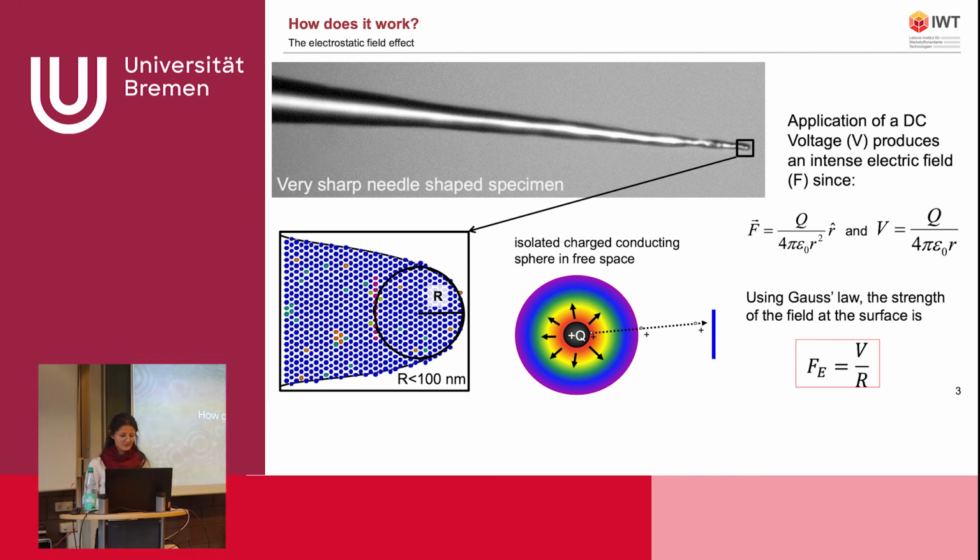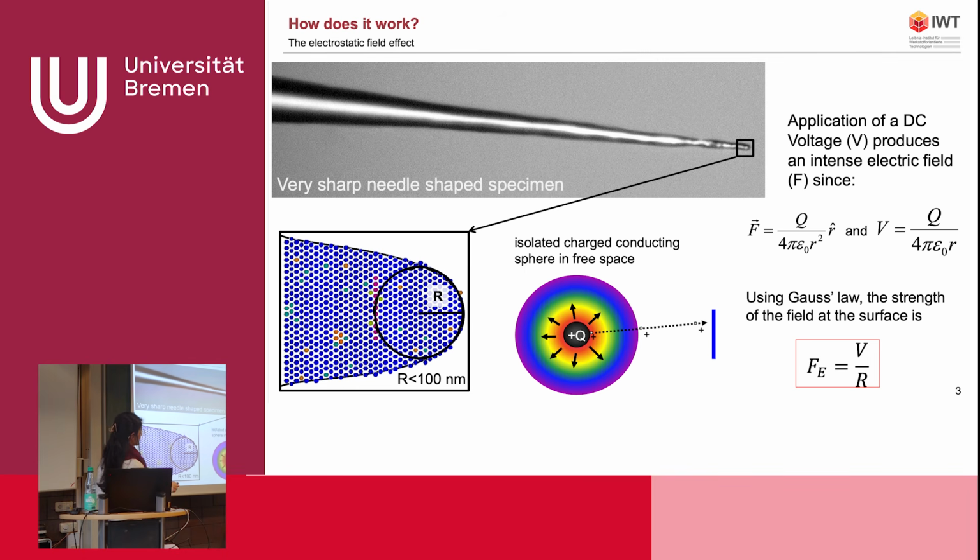So how does it work? I will briefly explain the principle of it. With atom probe tomography, we really rely on the model of the isolated charged conducting sphere in free space. So we know that the electrostatic field in vacuum is inversely proportional to the radius of the sphere. Our sample has this shape and this size in terms of the apex of the tip here. So it's a needle-shaped specimen, or a tip.